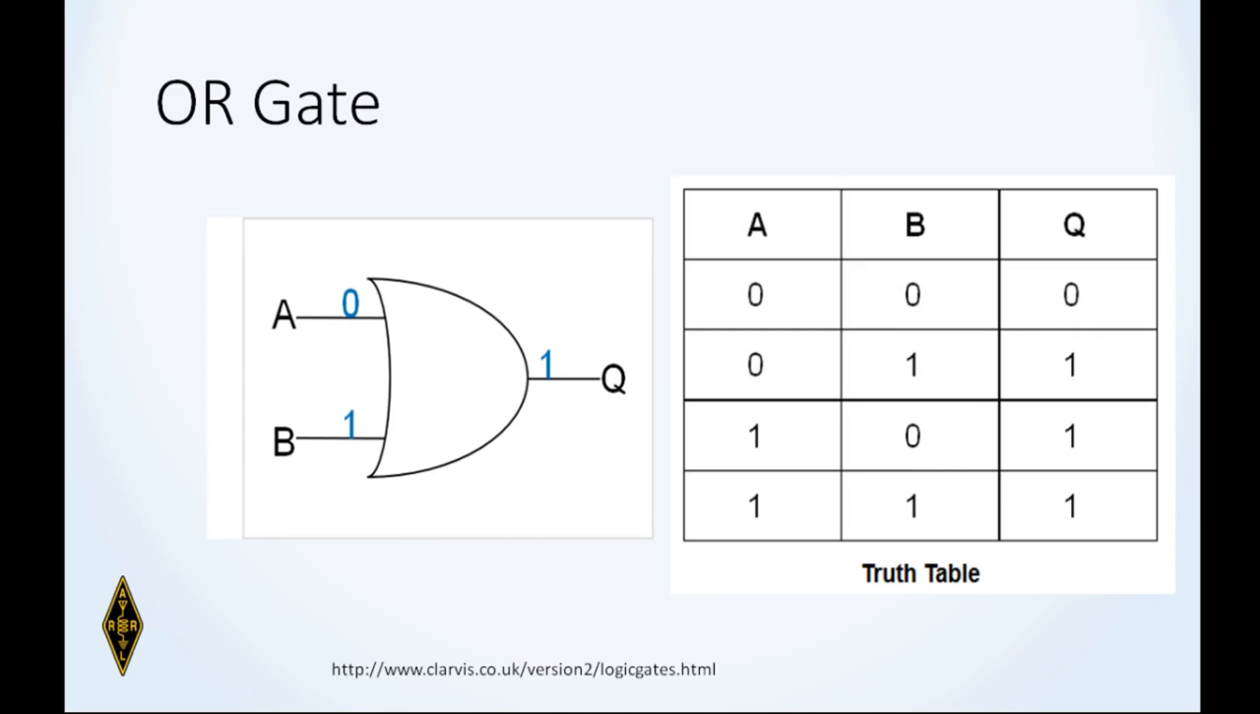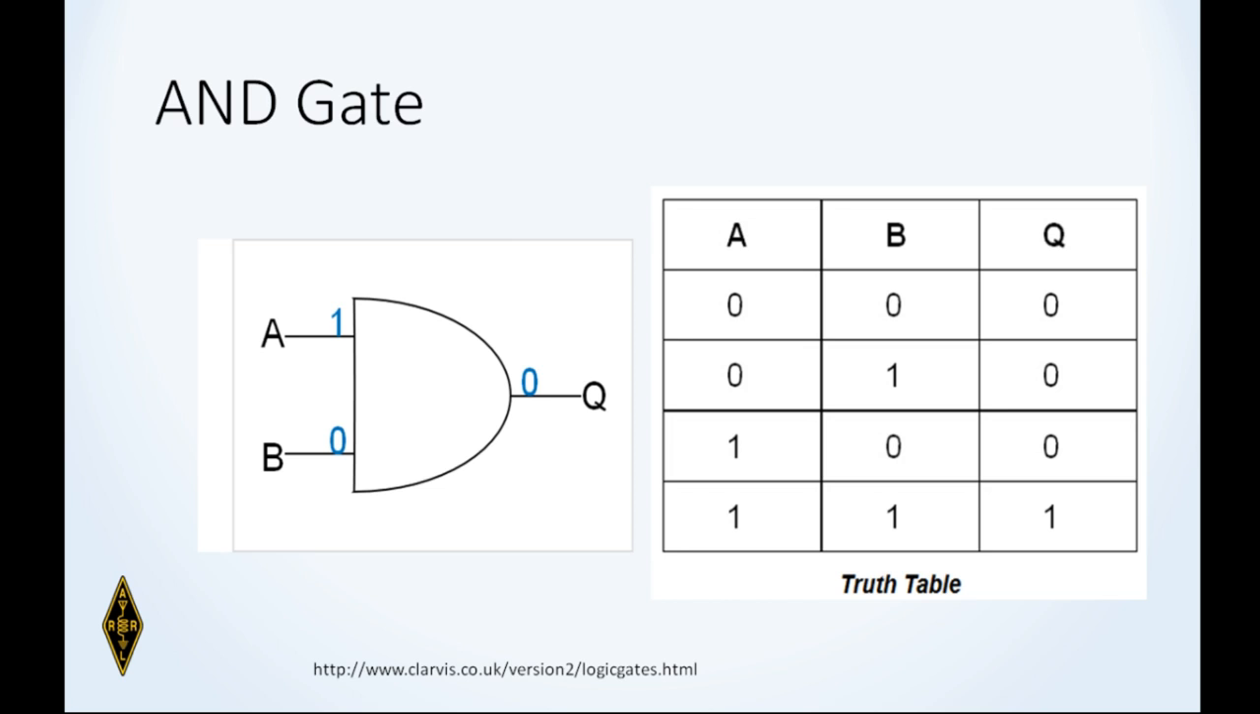There's an OR gate, that's where we left off. An AND gate, see the straight line there on the left? With an AND gate, you have to have A and B to be ones in order to get a 1 on the output. And the truth table. And these truth tables are the same as the truth tables that are in your book, so you can go back and refer to that as well.